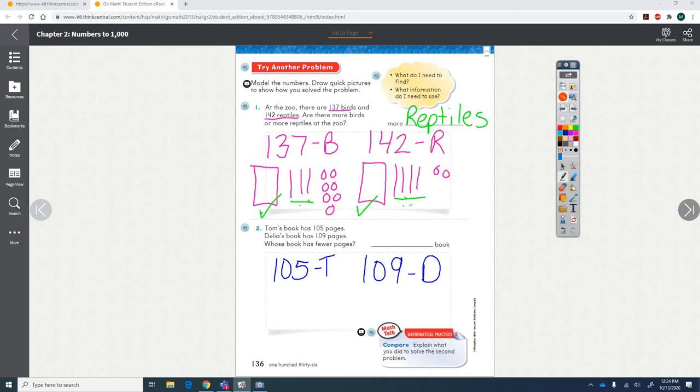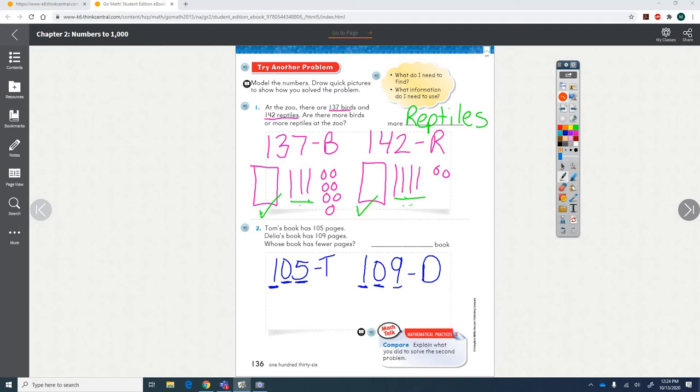Whose book has fewer? All right, so I'm going to teach you a little bit of an easier way where you don't have to draw those blocks. You can look at the number and compare it the exact same way we did the blocks. So we start with the biggest. They both have 100, just like the other numbers. Since they both have 100, we have to go to the tens. Well, they both have 0 tens. What do you think we have to do? Yeah, we're going to have to go to the ones.